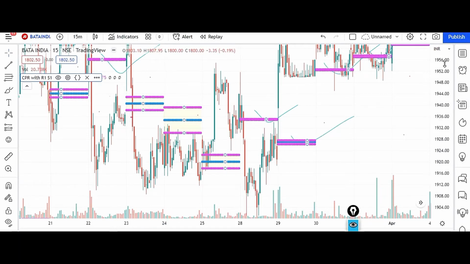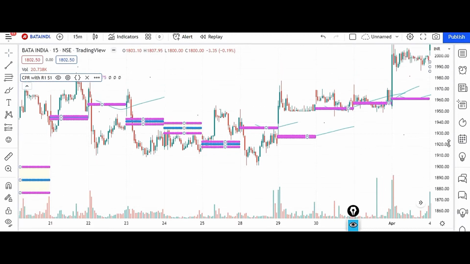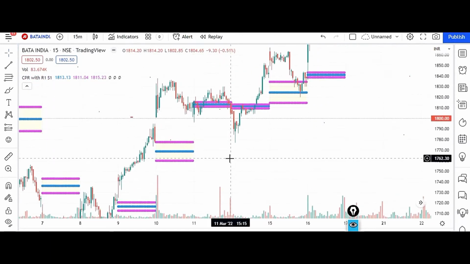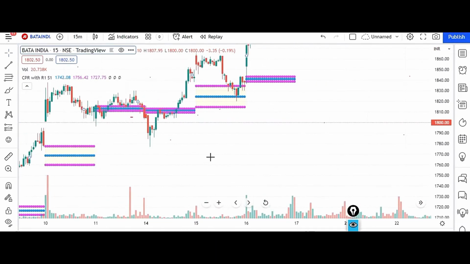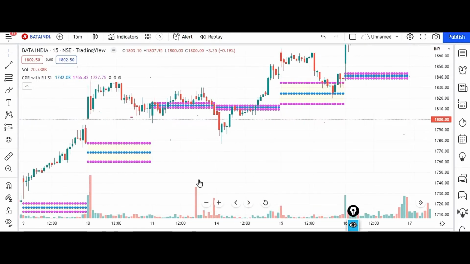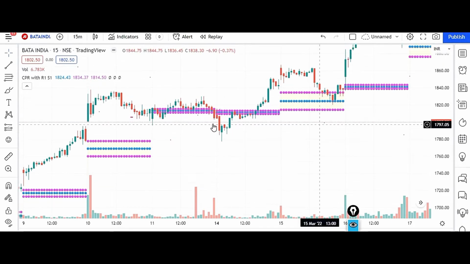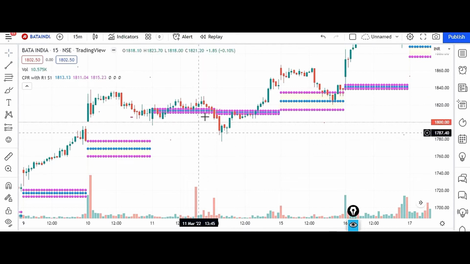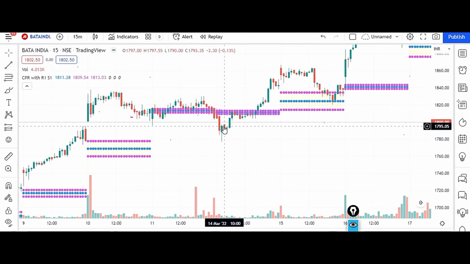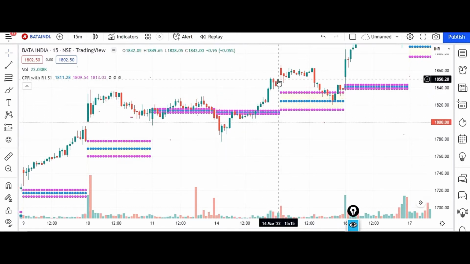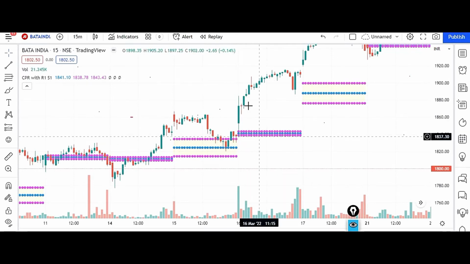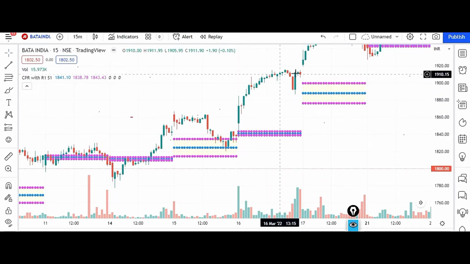This is Bata India stock. Here you see, this is the narrow range CPR on March 11th. This is not the trending day, you see here, but the next day, you see, next day also narrow range CPR. It was a trending day. Okay. Here narrow range CPR and trending day you can find.